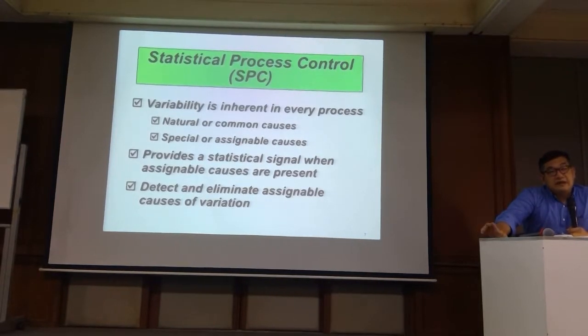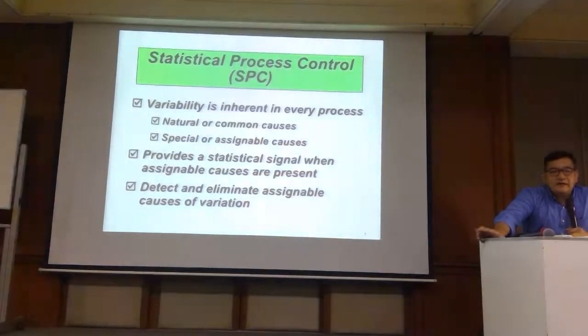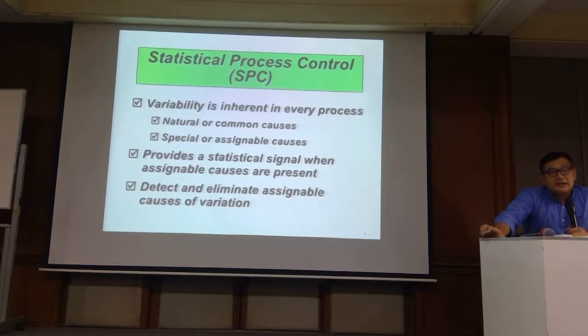But the variation that comes from what we call the special or assignable variation is abnormal, because it comes from a mistake of the worker, from the setting up of the machine, or from an operating procedure that is not correct, something like that. So we can eliminate it. That's why we don't want this variation to occur in our process. We want to eliminate it.